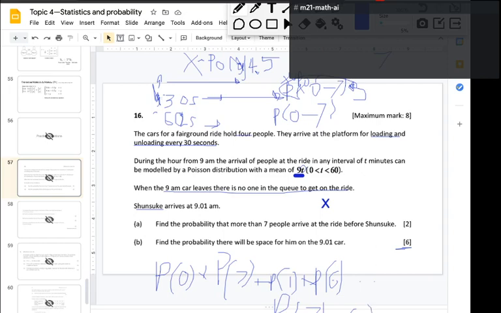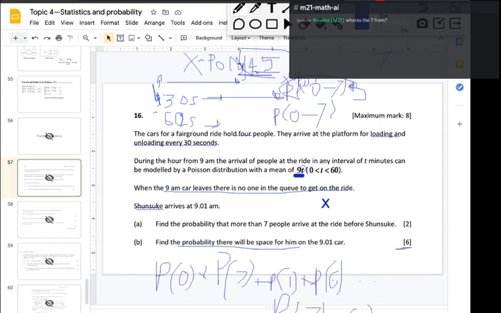So, I guess you can just lump them together. In a Poisson distribution, like this 4.5 distribution, there's a range of values that you can get, right? But the probability of getting each is different. However, the mean average would be 4.5, and the variance is also 4.5. So the question is asking, find the probability if there's space for Shunsuke when he arrives.